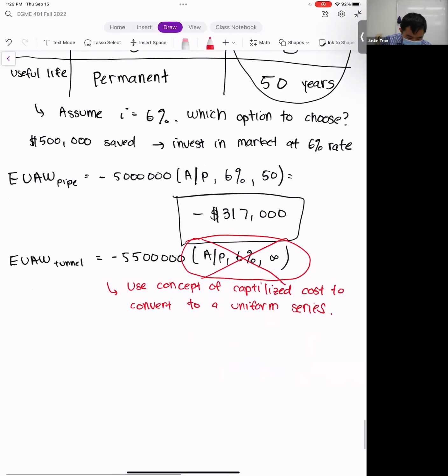All right. And so if you recall, our formula for capitalized cost was that A, which is the uniform series amount, is equal to the present sum multiplied by the interest. Because based on the interest rate, each year we can withdraw from the capitalized cost just the product between the original principal and the interest rate. And so we can do the same thing here.